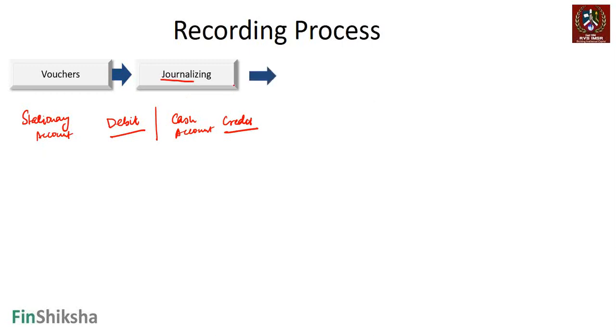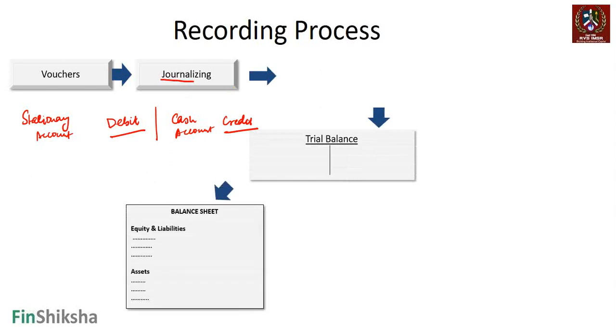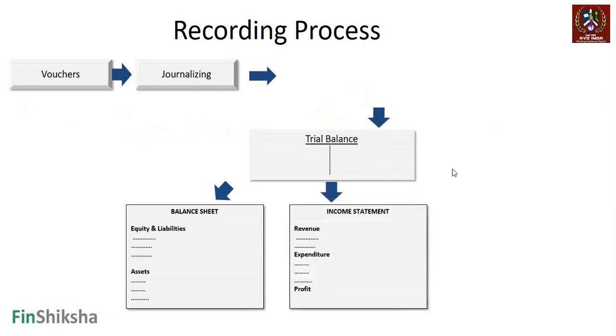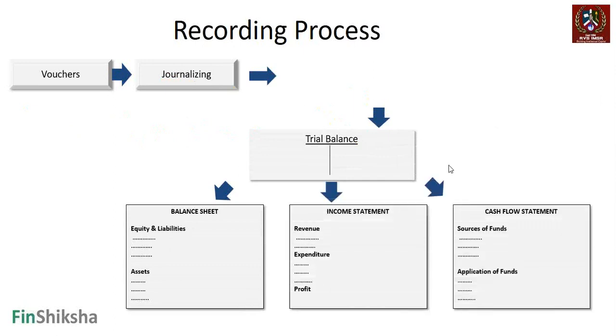Now you put these journals together and you create a ledger. That's a general ledger that gets created, and from that ledger, in the accounting process, you create a trial balance. From the trial balance, you'll create all the three accounting statements. Now this journalizing process is basically known as bookkeeping, right?